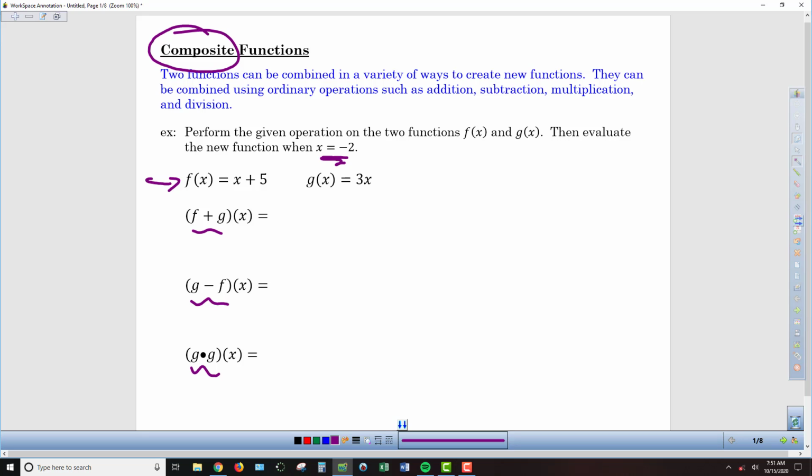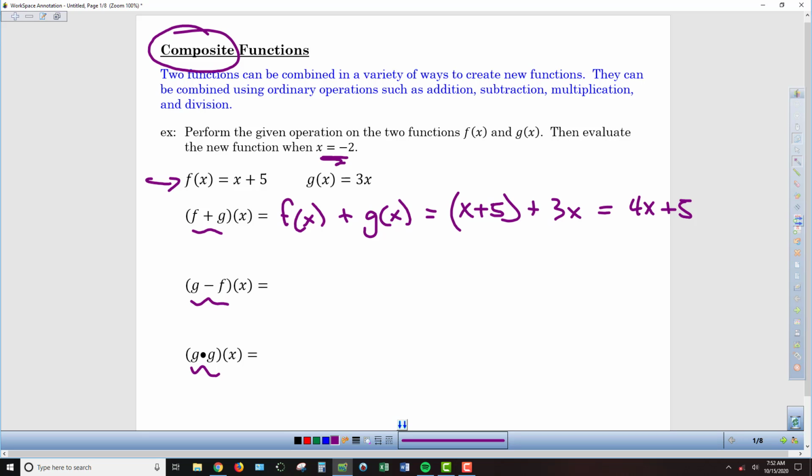So for f plus g of x, it literally could be rethought as f of x plus g of x, which means we're just adding the two equations. So we would have x plus 5 as our first function, plus 3x as our second function, and so then we would just gather our like terms. 3x plus x is 4x plus 5. So this would be our new function, f plus g of x.